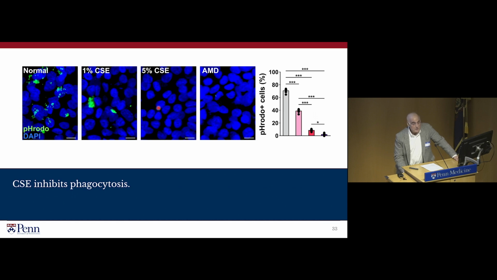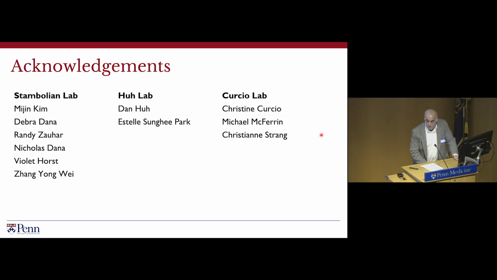And finally, what did it do to phagocytosis? This was very interesting, that as we exposed the RPE cells to more and more smoke extract, look what's happening to our phagocytosis. It's decreasing. And the AMD RPE, which had no exposure to smoke extract, was very low in terms of its ability to phagocytose.